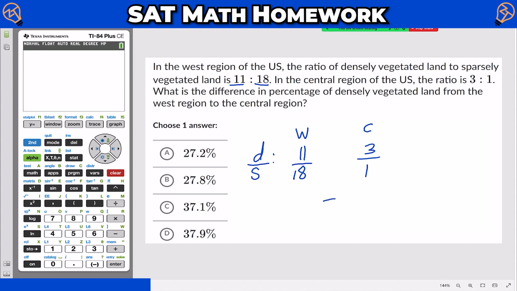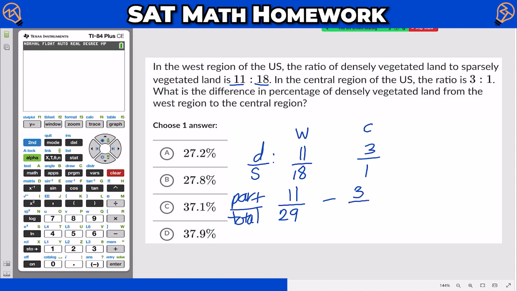So we're going to subtract the percentages, but keep in mind percentage, instead of being part compared with part, it's part over total. So we know that the part that is densely vegetated in the west is 11 parts to the total being 11 parts dense versus 18 sparsely vegetated. In total is 29 parts. We'll do the same thing for the central region. There's 3 parts densely vegetated to the total being 3 plus 1, including both densely and sparsely vegetated, so 3/4. And we can go ahead and subtract those two to figure out the difference in the percentages.